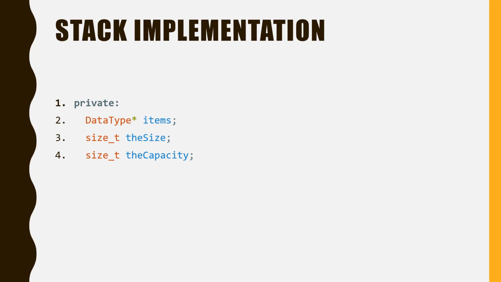We have an array items that stores the data elements, a scalar variable, the size, that records the number of stored data elements, and another scalar variable, the capacity, that records the maximum number of data elements that can be stored in the stack.